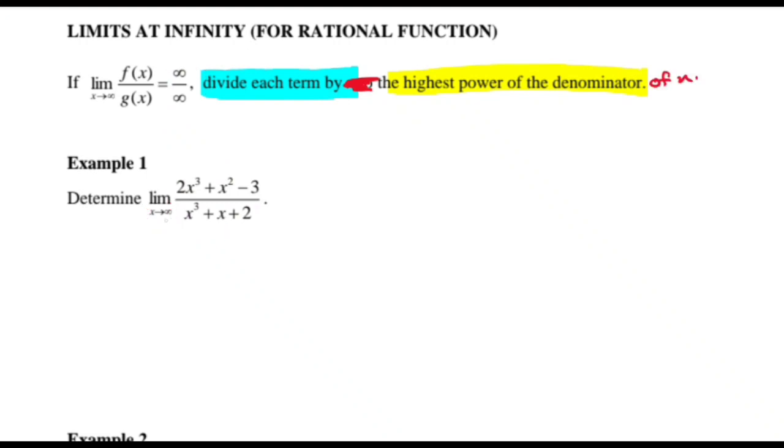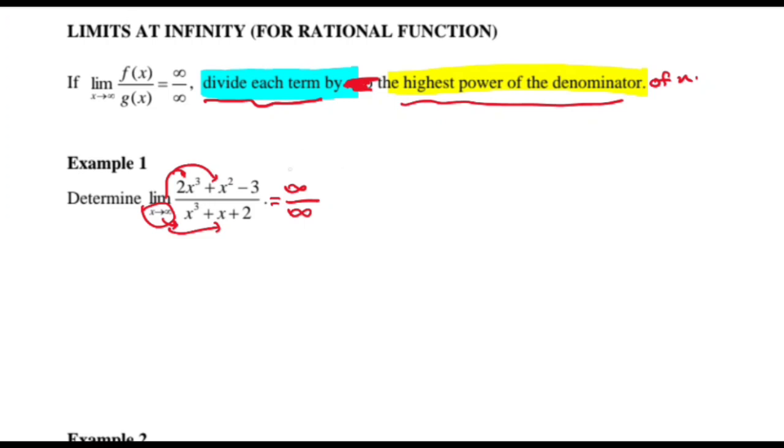First example, when we substitute infinity into x here, infinity power 3 is a very large number. Infinity times 2 is still infinity, plus infinity squared is infinity, minus 3 is infinity. And below, infinity power 3 is infinity, plus x is infinity, plus 2, still infinity. So infinity is a very large number. When you substitute the value of x, you get infinity over infinity. Then we have to divide each term by the highest power of the denominator. So this is not the answer.